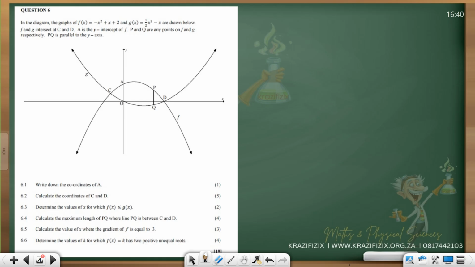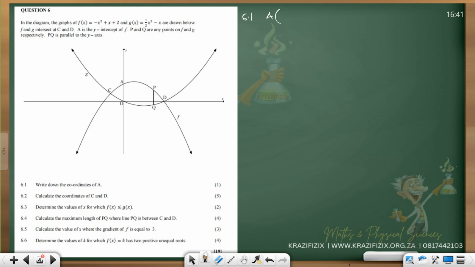Let's look at this one. In a diagram, the graphs of f of x and g of x are drawn. Okay, A is the y-intercept, and so on. I'm sure you read it. PQ is parallel. Okay, write down the coordinates. Remember what I told you? Whenever the examiner asks you to write down, it means you can read off the graph.